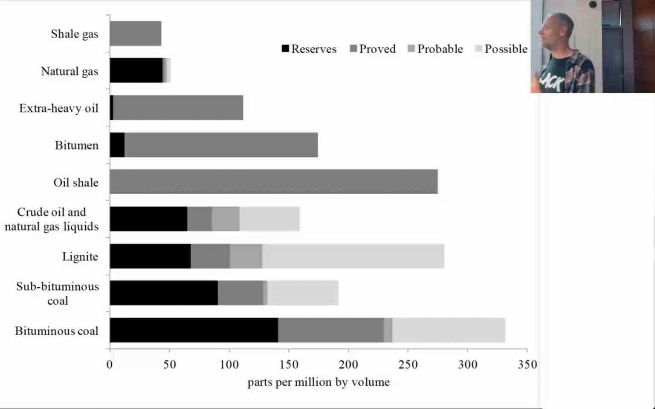ExxonMobil will not have the same business model as it does now in 20 years' time, because there is no gas anymore. And there's very little oil left, right? They will have to completely change their business anyway. And also, we will have to completely change the geopolitics of energy. Before my life is over, Saudi Arabia will no longer be a major player in the world energy market.